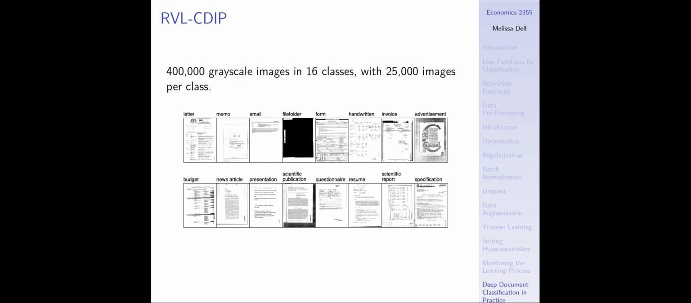This is what these data sets look like. The first one has 400,000 grayscale images. They belong to 16 classes, which are shown here, and there are 25,000 labeled images per class. As you can see, these are things like letters, memos, emails, forms, questionnaires, resumes. These are documents that may not be horribly relevant to your research.